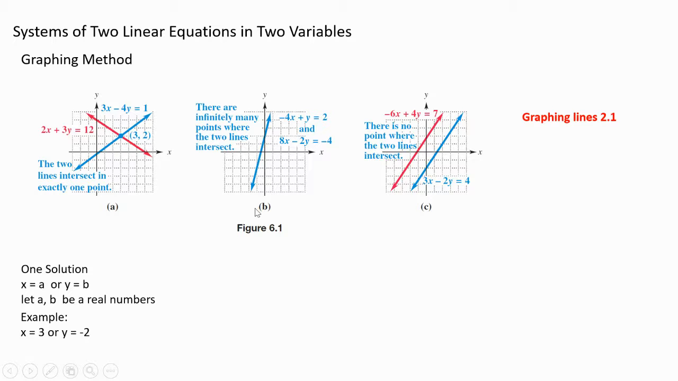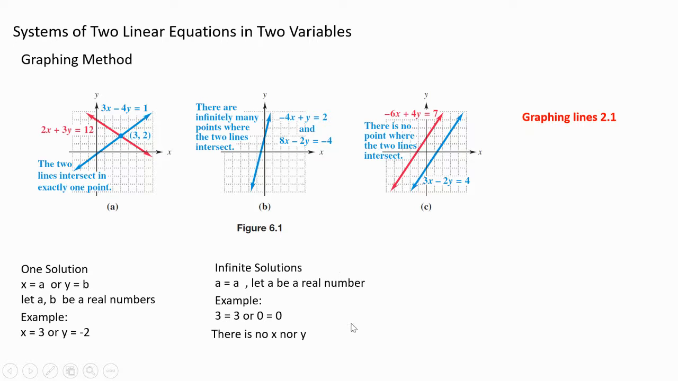If you have here for figure B, this is a line on top of a line. So this will be infinite solutions. And here, guys, you're going to get something like a equals a. For example, 3 equals 3 or 0 equals 0. This is what you get when you're solving a system in this form. There's not going to be any x or y. They'll be eliminated. The only thing you're going to have are two constants, and they're both going to be equal on both sides. I'll show you later what I'm talking about.